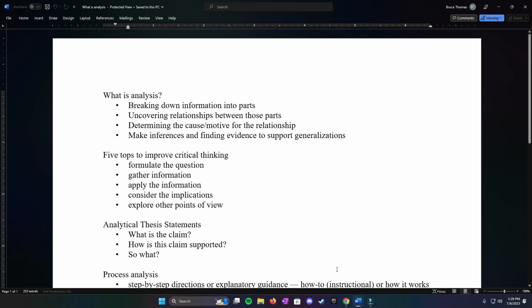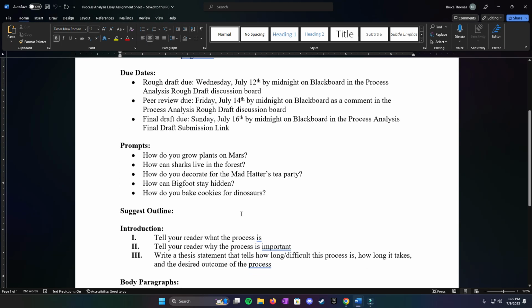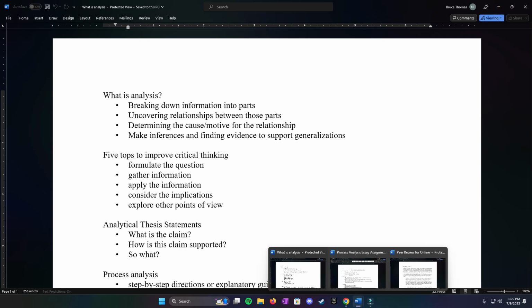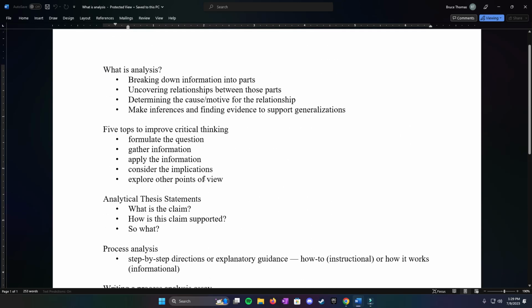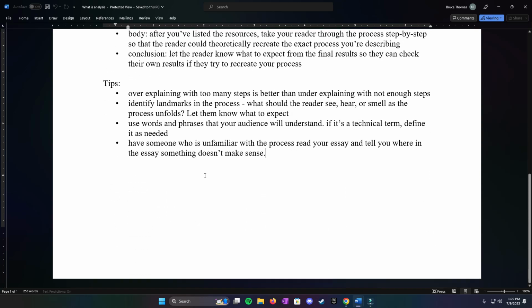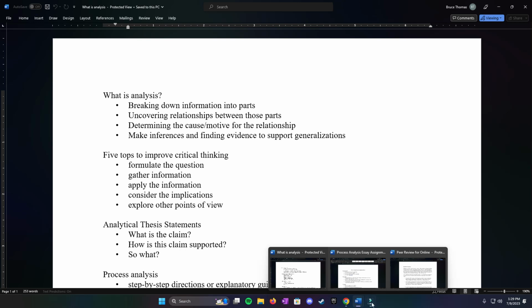So let's talk about the essay assignment sheet. Before we get to the prompts, I am asking you to be a little more creative with this essay because this essay is very easy to plagiarize. So I make the prompts very creative, which is going to be, I think, kind of fun because you're going to get to make some stuff up, and who doesn't love to do that?